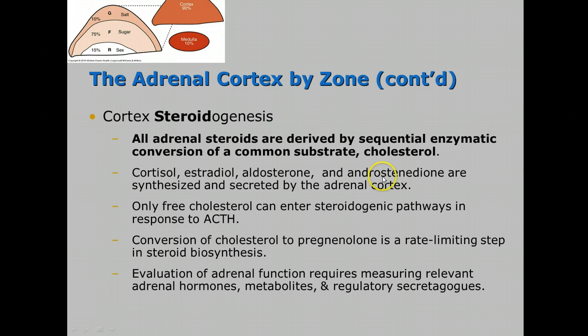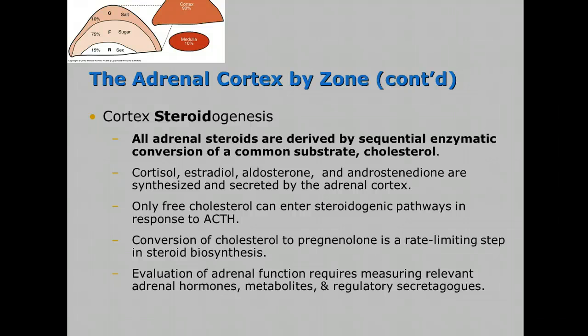So let's look at each of these zones and what they do. Let's look at the adrenal cortex and the steroidogenesis that occurs in this area first. All of the adrenal steroids are derived from the sequential enzymatic conversion of cholesterol. So everyone thinks of cholesterol as such a bad guy, but really he's very important in the making of all these hormones, especially steroids. Cortisol, estradiol, aldosterone, and androstenedione are synthesized and secreted by the adrenal cortex.